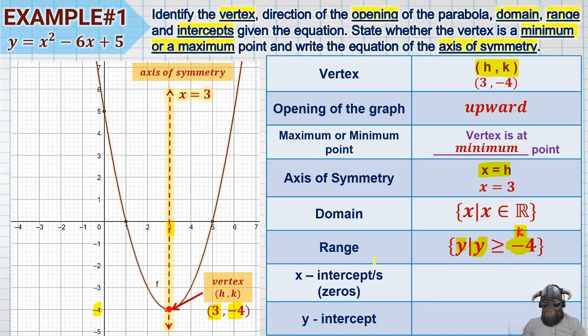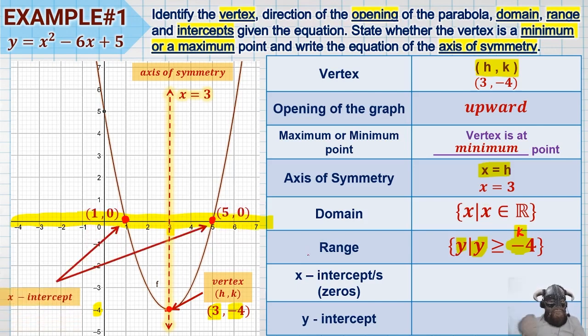Next, we just need to identify the x-intercept. So, kung tignan nyo yung parabola, saan siya tumama dito sa ating x-axis? So, dito, sa may 1, tsaka dito sa may 5. So, ganun lang kadali. Those points will be having the coordinates 1, 0, and 5, 0. As you can see, the coordinates will be having y values that is equal to 0. And you just need to get the x value. Therefore, our x-intercept will just be 1 and positive 5.